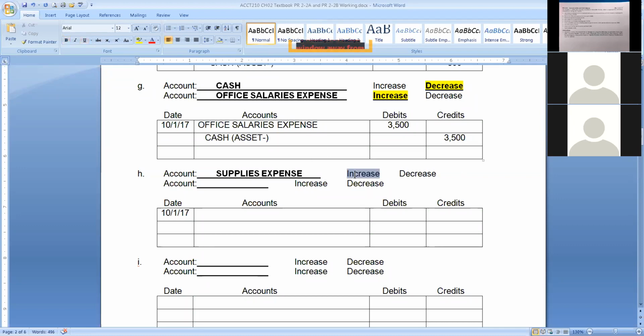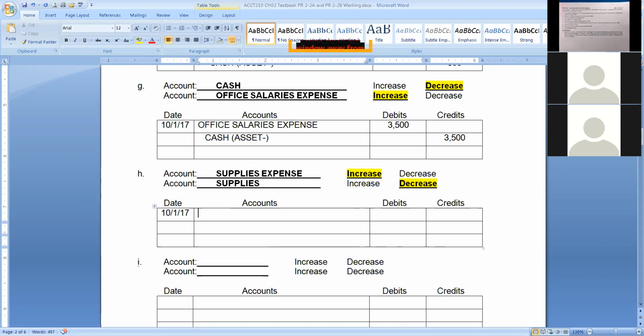Expenses are always increasing. They're always debits. So we know what the debit is. And then supplies are actually going down. We now have less supplies. We've used up some of these supplies, so they're decreasing.